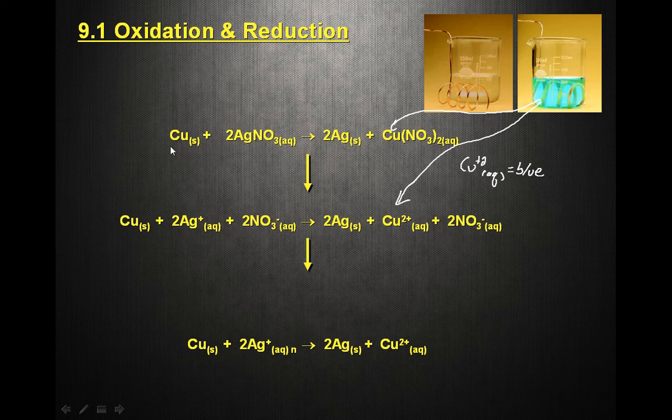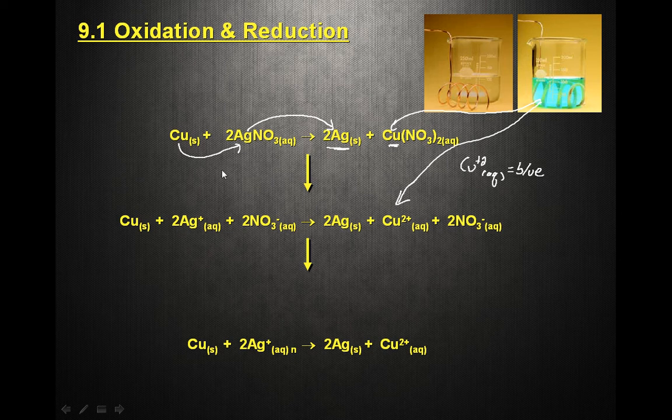So what's going on here, you would have seen this in grade 10, is just a simple single displacement reaction. And what you see is copper is becoming an aqueous solution over here, and silver is becoming a solid. We'll see later why that happens, but for now that's just what's going on in the picture. So the first step in doing this is to write out an ionic equation.